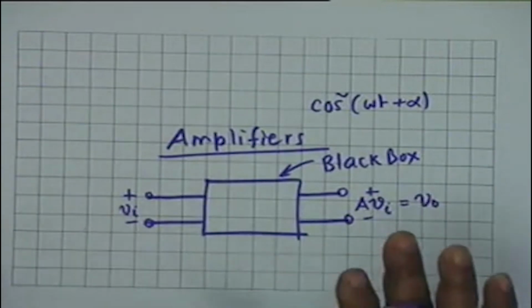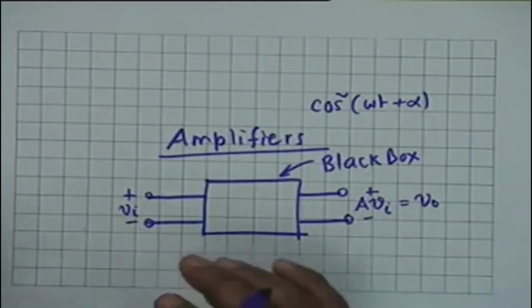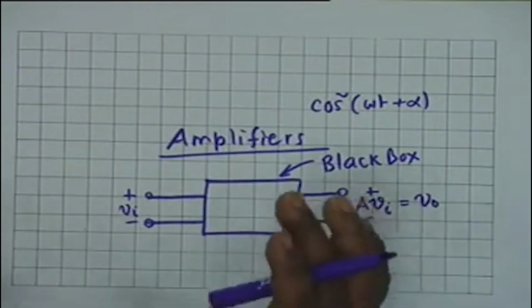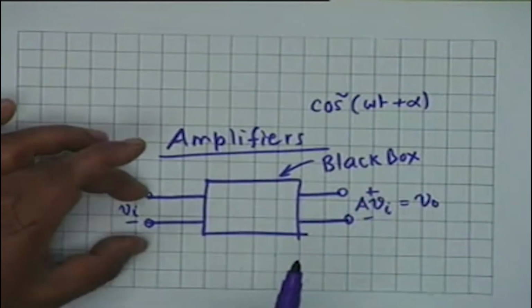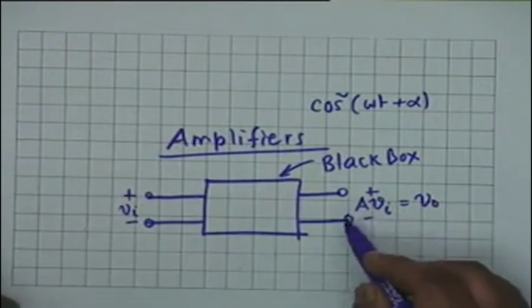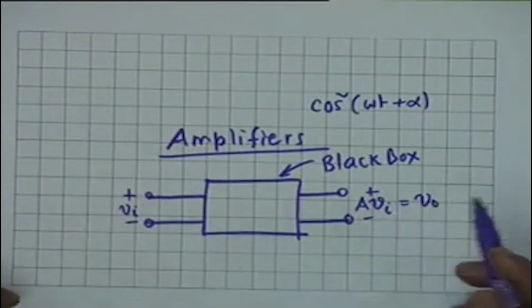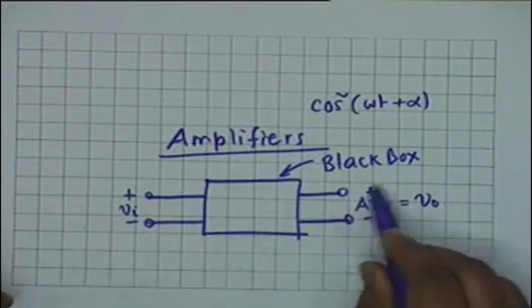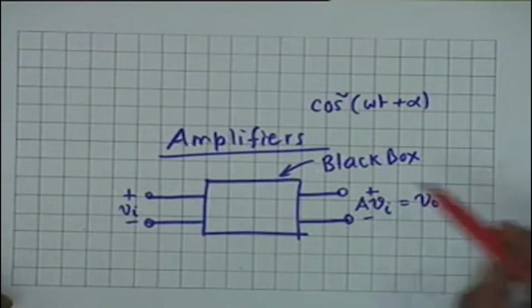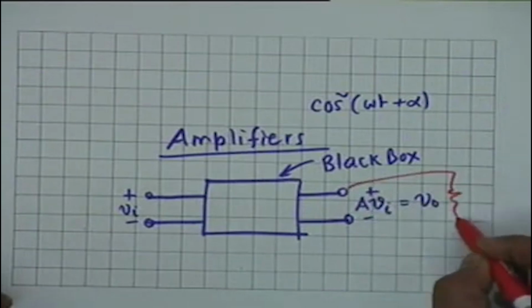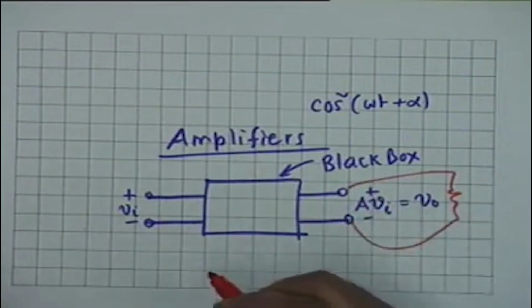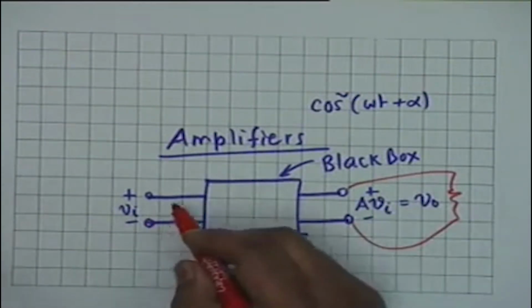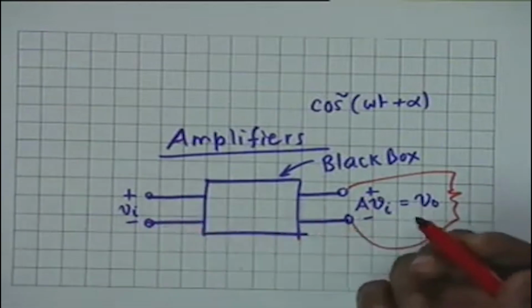This is the definition of an ideal amplifier, that irrespective of what happens to the outside world, if we connect a voltage source VI here, an output of AVI shall be developed, irrespective of what is connected to these terminals. For example, we could connect a resistance RL. Irrespective of what else is connected here, we do not really care.